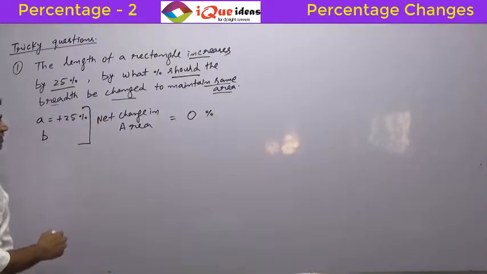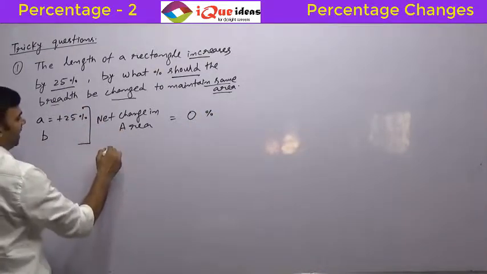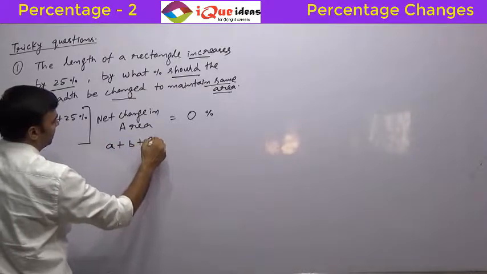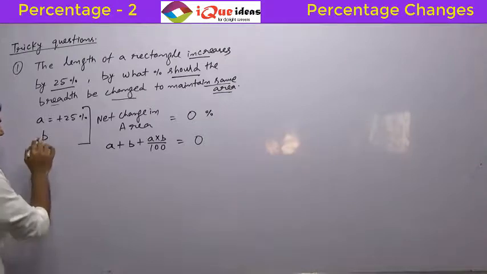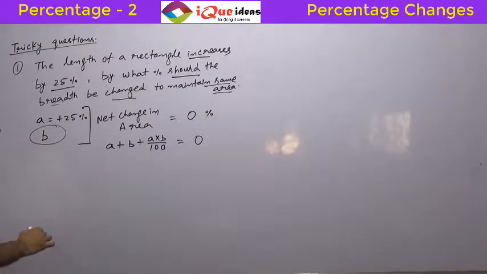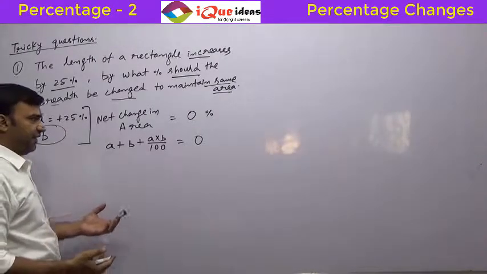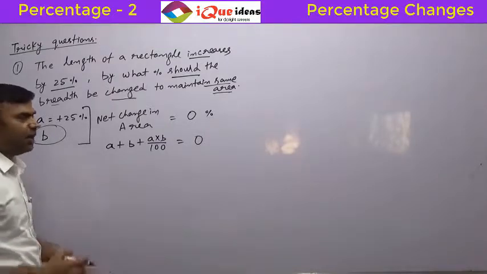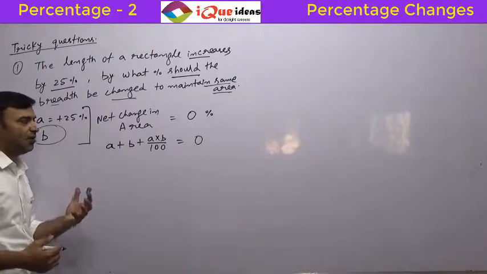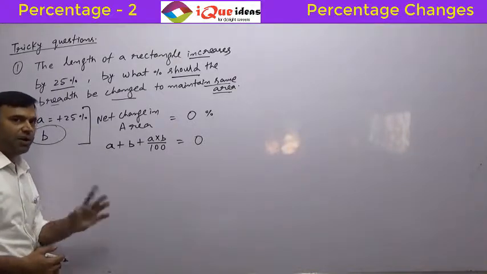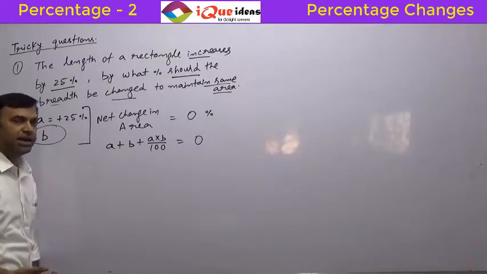Alright. How do we use this? We know that the net change has to be calculated as A plus B plus A into B by 100. That has to be 0. Initially, don't worry about B, because if it is decreased, it will come out to be negative. If it is increased, it will come out to be positive. Though we already know in this case. I'm saying in any other case, suppose you are not able to make out whether it is positive or negative, don't worry about it. Just use the formula, you'll automatically get the required answer.